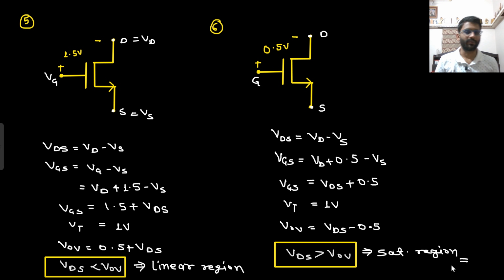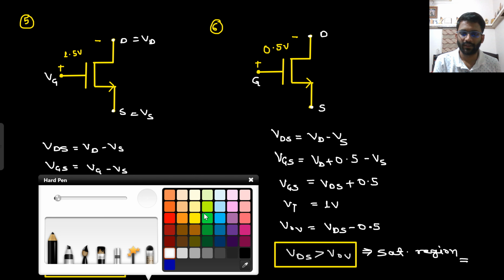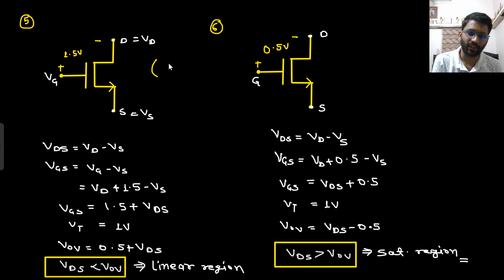Are you able to understand this point? But one thing I should have mentioned, that your VGS is greater than 1 volt in all these questions. I will write it with the yellow pen because this is in the question only. Let VGS be greater than 1 volt. So this we have to consider. Okay, well and good.